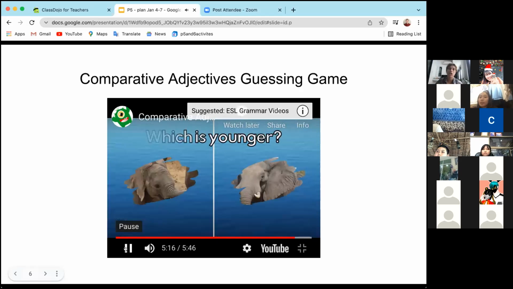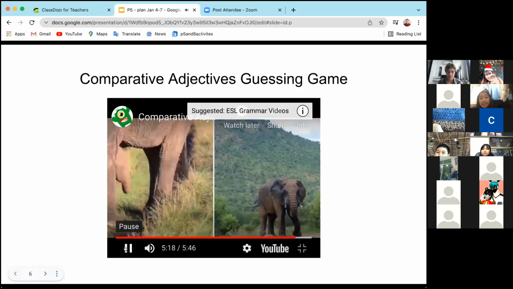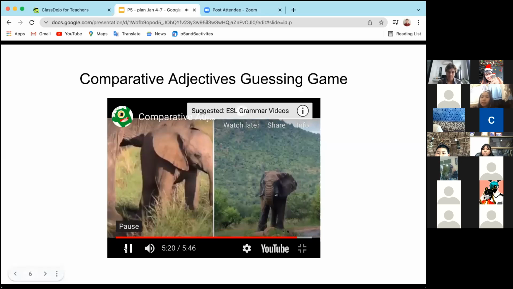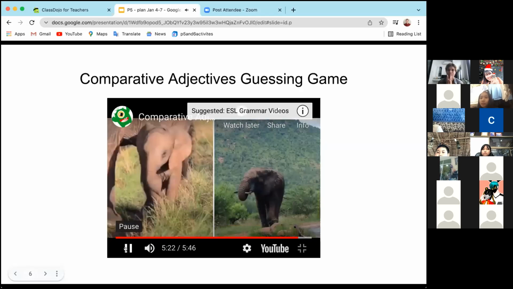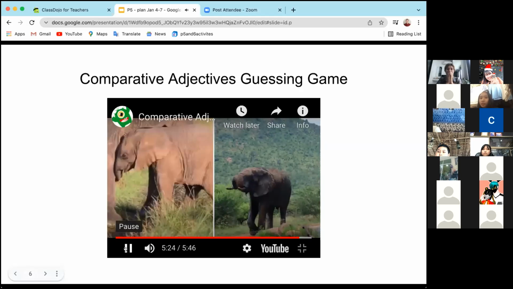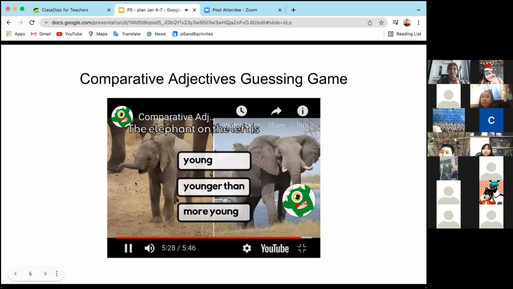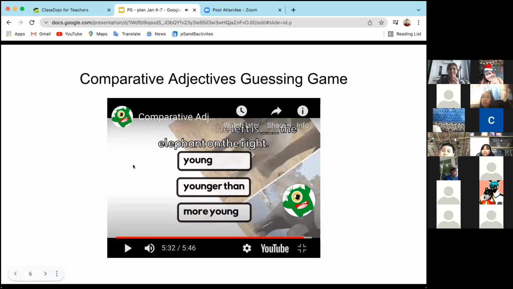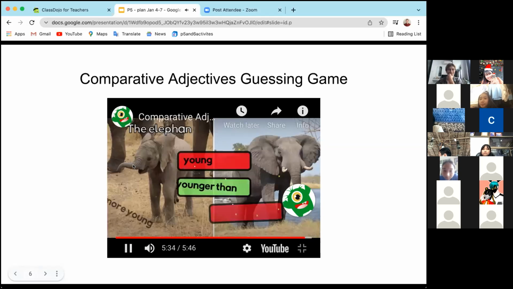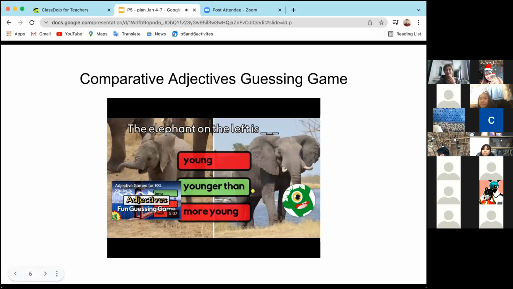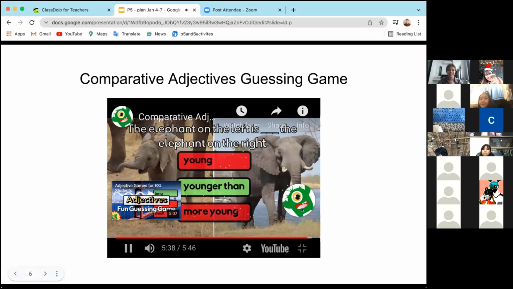Which is younger? Let's see. Elephant on the left. Younger than the elephant on the right. Nice work. Very good.